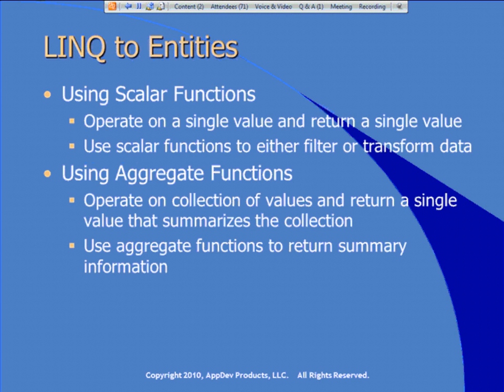You can use scalar functions, so bring back a single value. So how many times has this product been ordered? You can also use scalar functions to filter data, so bring back all customers for which it is true that the customer ID equals something. You can use aggregate functions to operate on a collection and bring back a single value, so sales for last year or number of customers in Spain, for example.